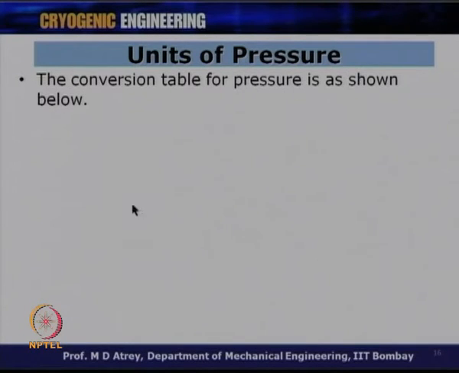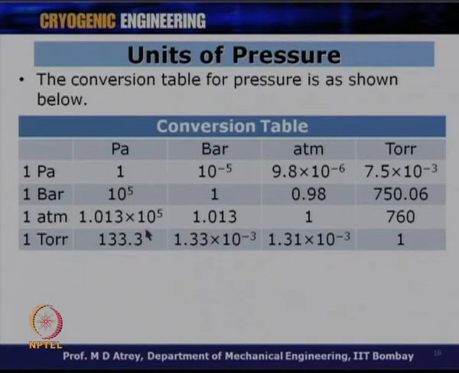There is a conversion table for your reference given over here. Vacuum could be presented sometimes in Pascal, bar, atmosphere or torr, but normally it will be referred to in torr. Here we have different conversions. 1 Pascal is equal to 10^-5 bar, and 1 Pascal is equal to 7.5 × 10^-3 torr. Similarly, 1 bar is equal to 10^5 Pascals, and 1 bar is equal to 750.06 torr. And 1 torr, in which vacuum is referred to, is equal to 133.3 Pascal or 1.31 × 10^-3 atmosphere.